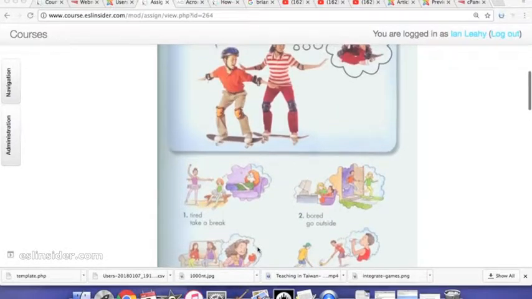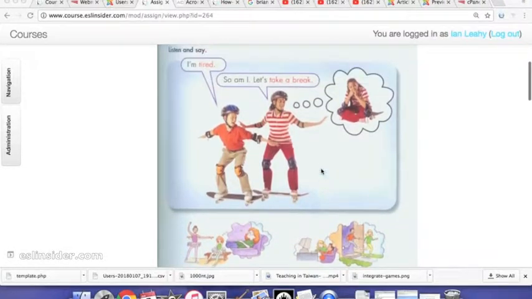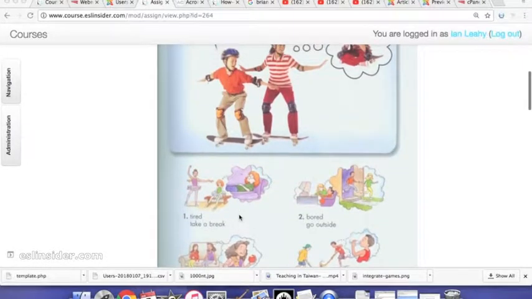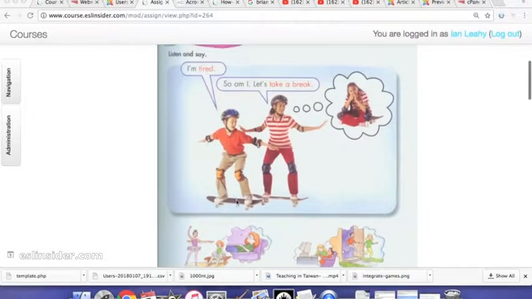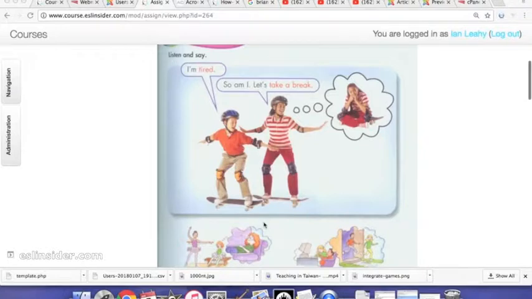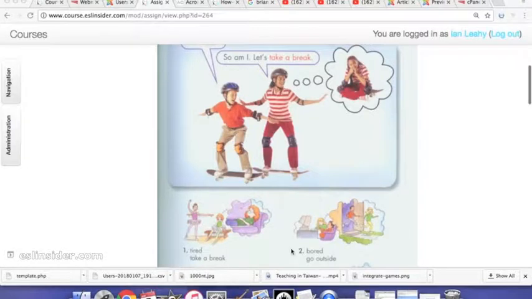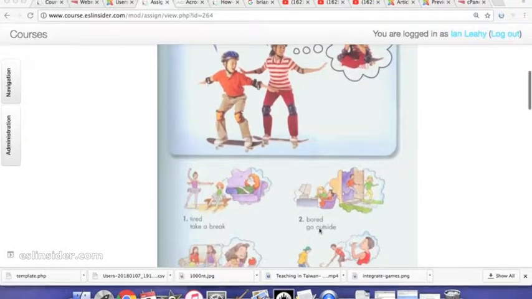Okay. So this is basically a substitution. It says, I'm tired. And she says, so am I. Let's take a break. So the substitution is here, like tired and take a break. And so down here you're going to use this format, this sort of basic beginning conversation, and plug these words in. So tired, take a break. See how they plugged them in here? This is a basic kind of substitution table. And two would be, you'd look at these pictures here and it'd be, I'm bored, and so am I. Let's go outside, right?